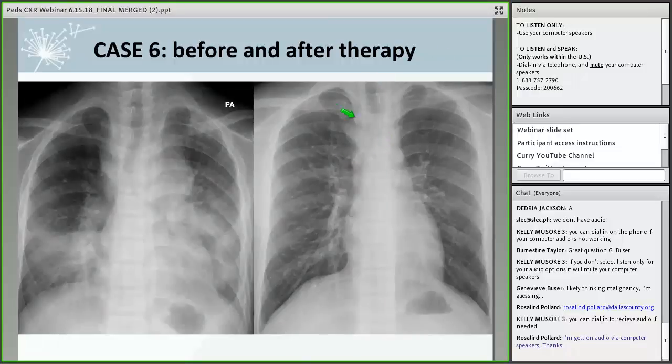Just to compare the mediastinal structure, he looks like he's moving toward his normal mediastinal structure size as compared to the X-ray before. You can see that most of the adenopathy has regressed, and the consolidation is near resolution. So it looked like he had a wonderful response.